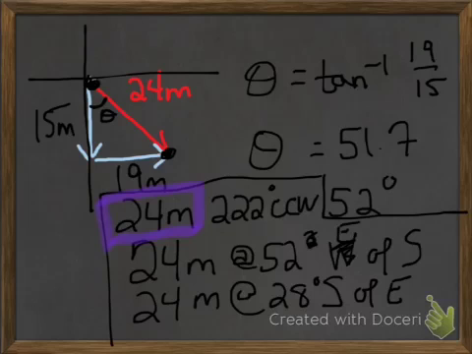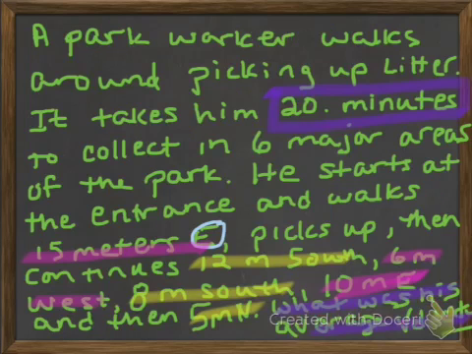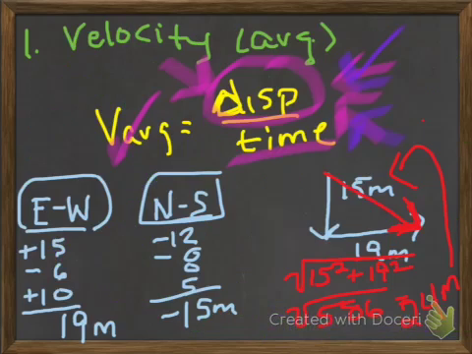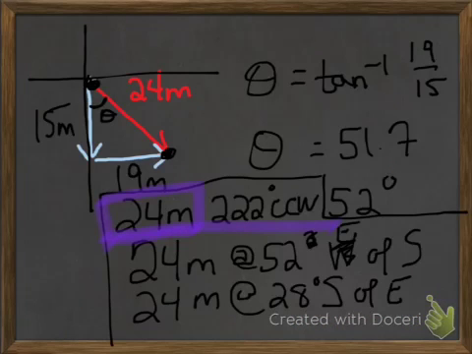So I ask, are we done with the problem? And we are not, because if you go back and look at it, it took him 20 minutes to go this displacement, and the problem is asking for his average velocity. Well, the average velocity is displacement over time. We found his displacement, and we know his time. So let's go ahead and finish this problem.